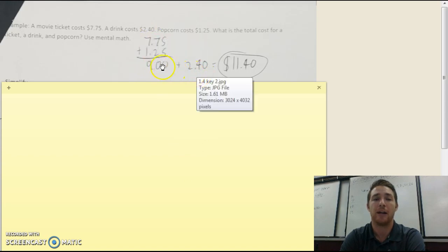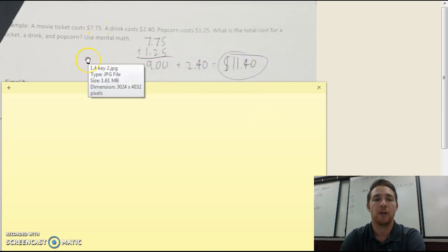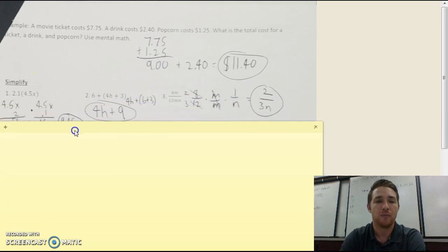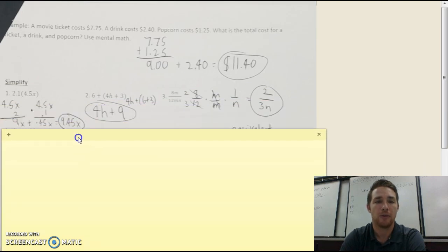That's easy enough to add in. After that's just a nice even 9. If I add in 2.40, I get $11.40 total. So then moving on, again, go ahead and try these questions first before we get to them, but trying to simplify in this case. Let's get all those practice problems in there, I guess.